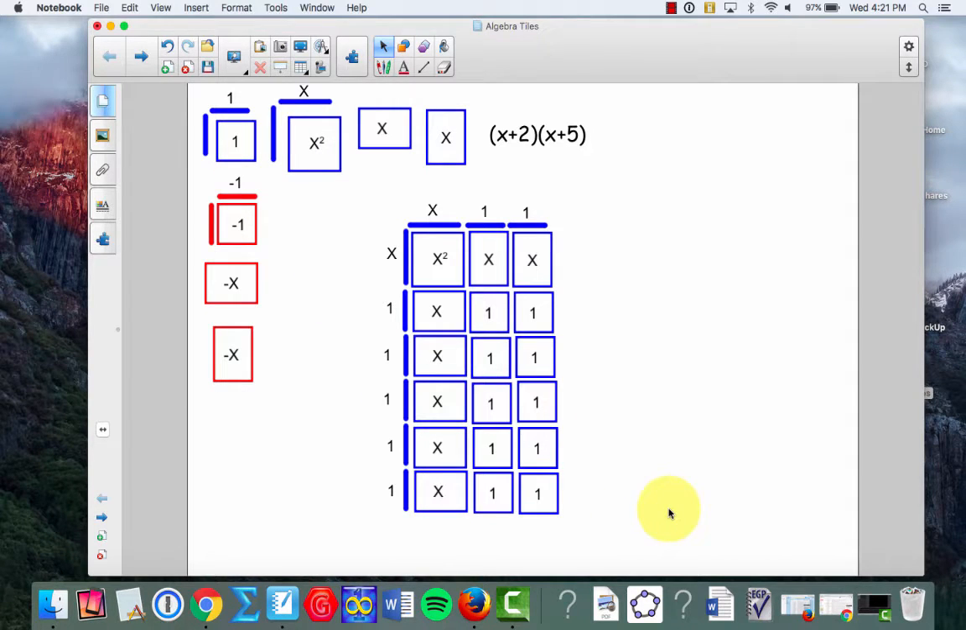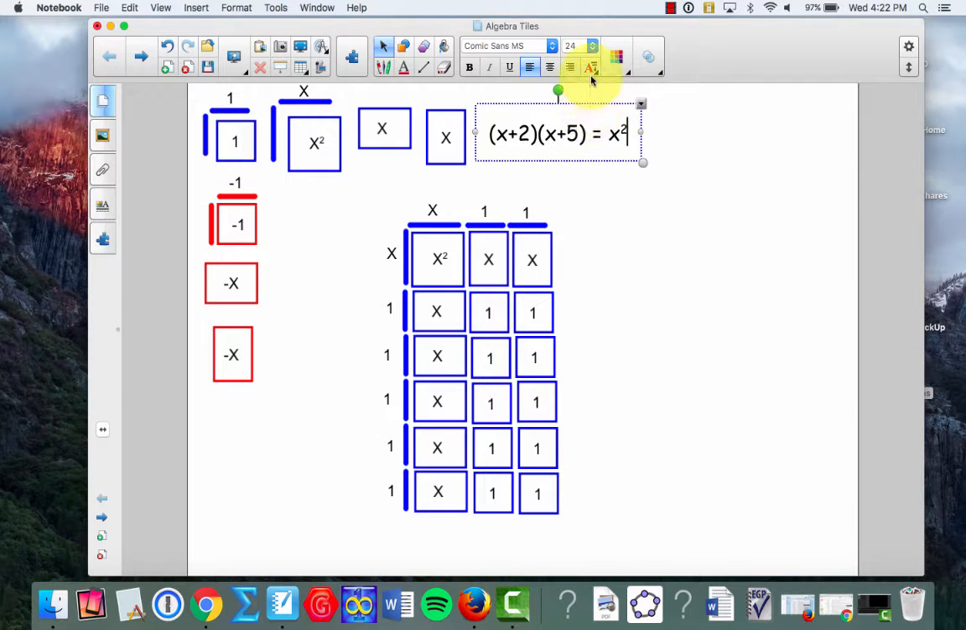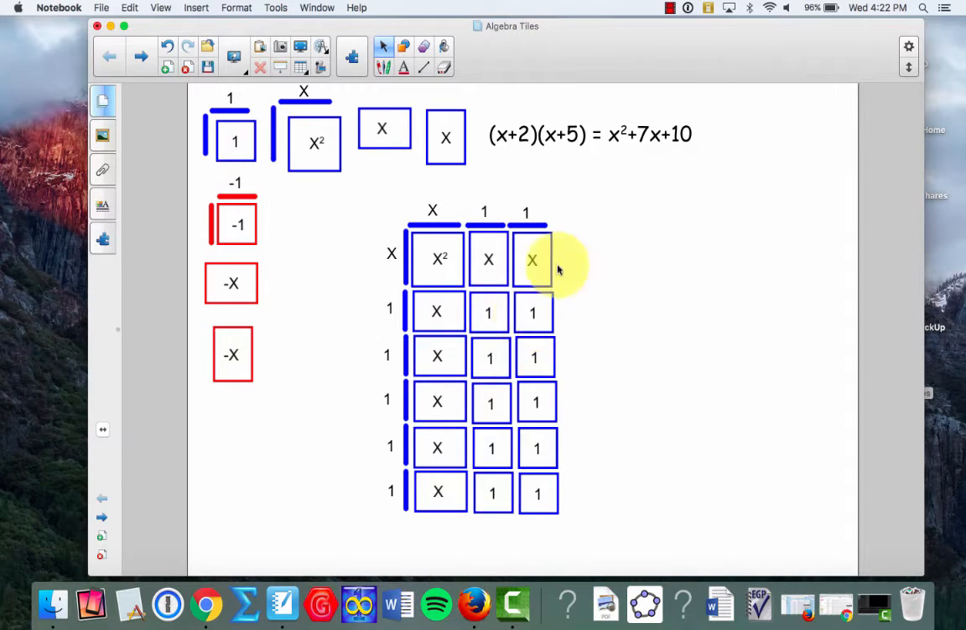All right, so I think we have found the area of this rectangle. We have an x squared, so the area equals x squared. I think we also have 1, 2, 3, 4, 5, 6, 7 x's, so plus 7 times x. And then I think we also have 1, 2, 3, 4, 5, 6, 7, 8, 9, 10 ones. So I think the area of this rectangle is x squared plus 7 times x plus 10, which also represents the product of x plus 2 times x plus 5.